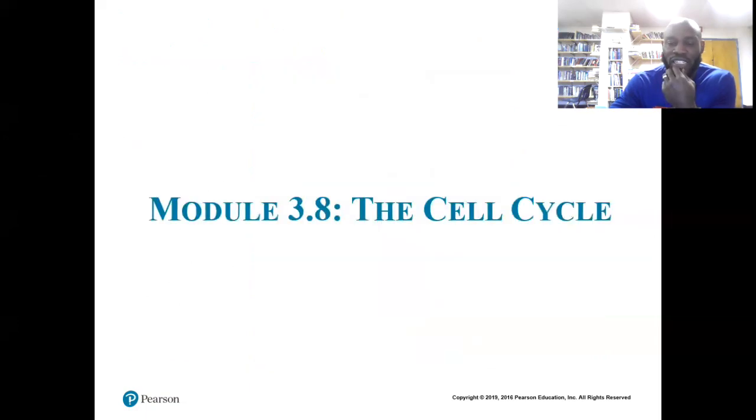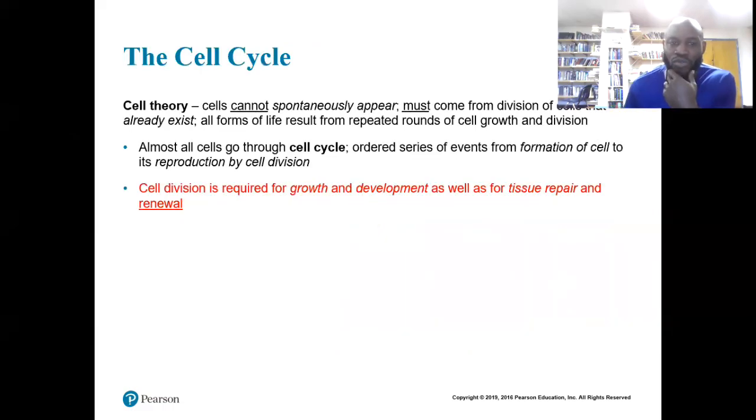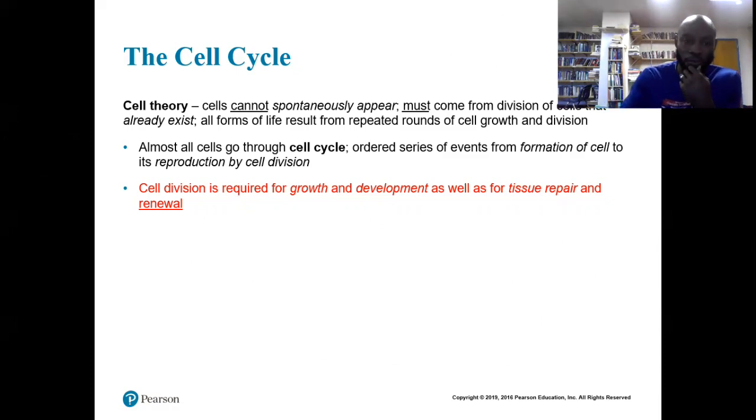Now, really quickly, the last couple slides, cell cycle. I'm not going to go through this in too much detail, but cells can't just come from nowhere. So we have what we call the cell cycle, order of events from the formation of a cell to its reproduction by cell division. Cell division is required for growth and development, right? Cells have to be able to divide so that we can grow, also for repair. When cells get injured, dead injured cells get removed, and the body can have cell division so we can build new cells.